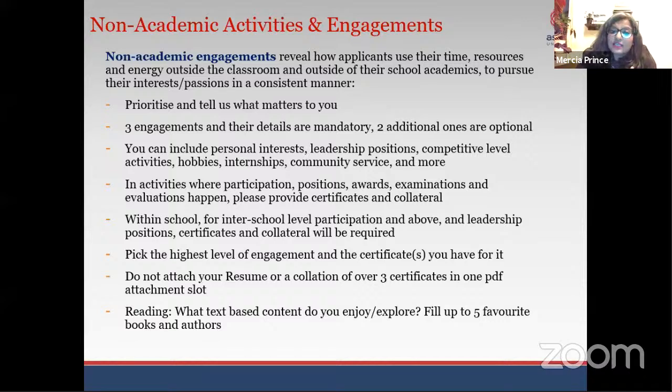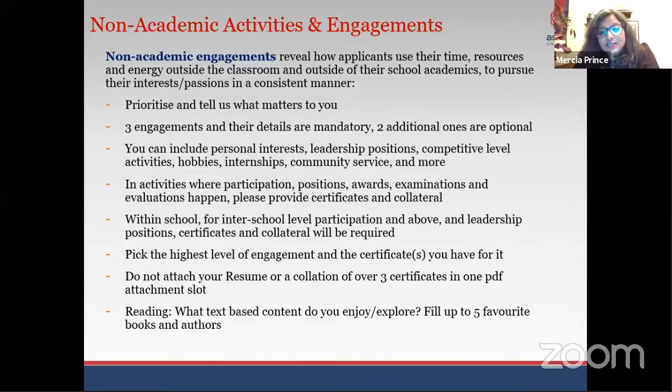And so we have given you the option to fill in 5 of those, but 3 we've made mandatory because we really want you to put something in there that you actually do. It doesn't have to be something extraordinary. It can be something simple, but it's going to be unique to you because that's what you value and how you spend your time. So we want you to prioritize what you want to put out there. So 3 engagements are mandatory, 2 are optional, but you can use up to 5.